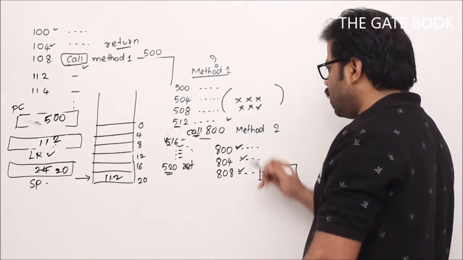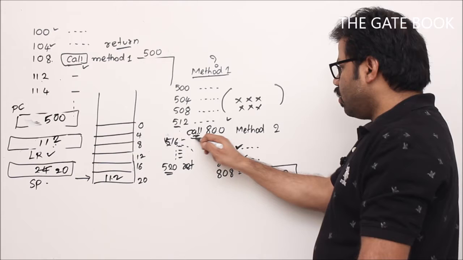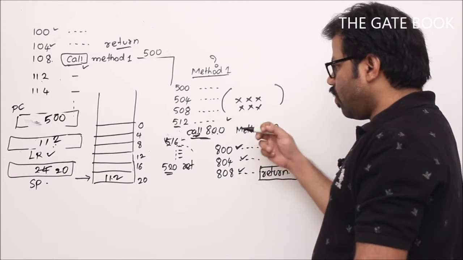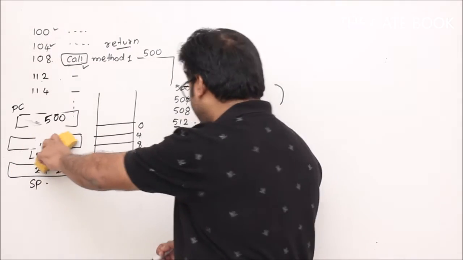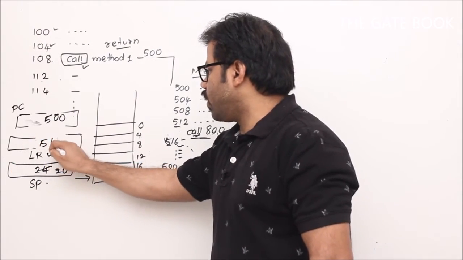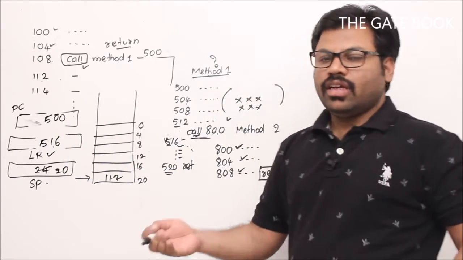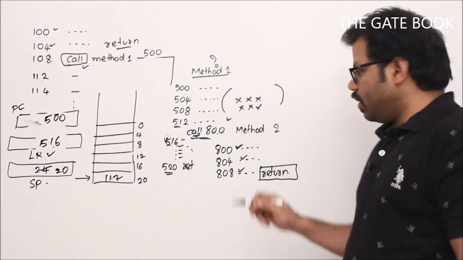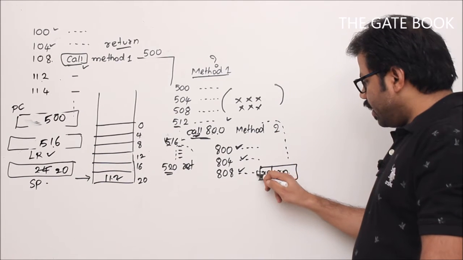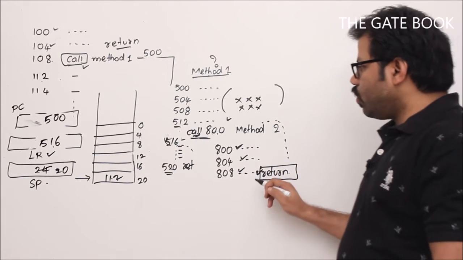So when I continue as usual, what happens? We will go to call 800. Because of call 800, recall, what happens? This link register will be modified to what? 516. Sir, is it okay? Yes, we saved it already. That's why there is no problem. Now you see, when you go to method 2 and when we come back with return, when we return, what is going to happen?